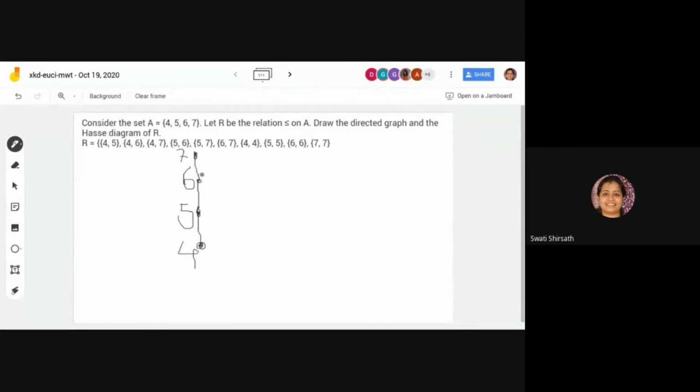Okay. So we have covered all pairs, and what we have done, we have got this small diagram which is going in upward direction. Okay. Is there any doubt? Should I explain this again?